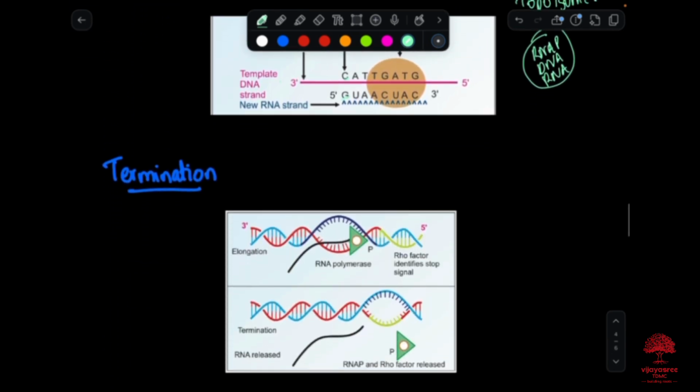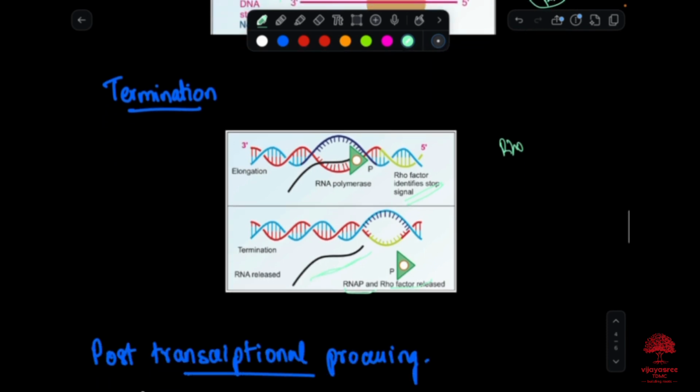For termination, a very important factor is the termination protein, or the Rho factor. The Rho factor will bind and identify a stop signal, as you can see here. So finally, the RNA polymerase and the Rho factor will be released and we get the mRNA strand.